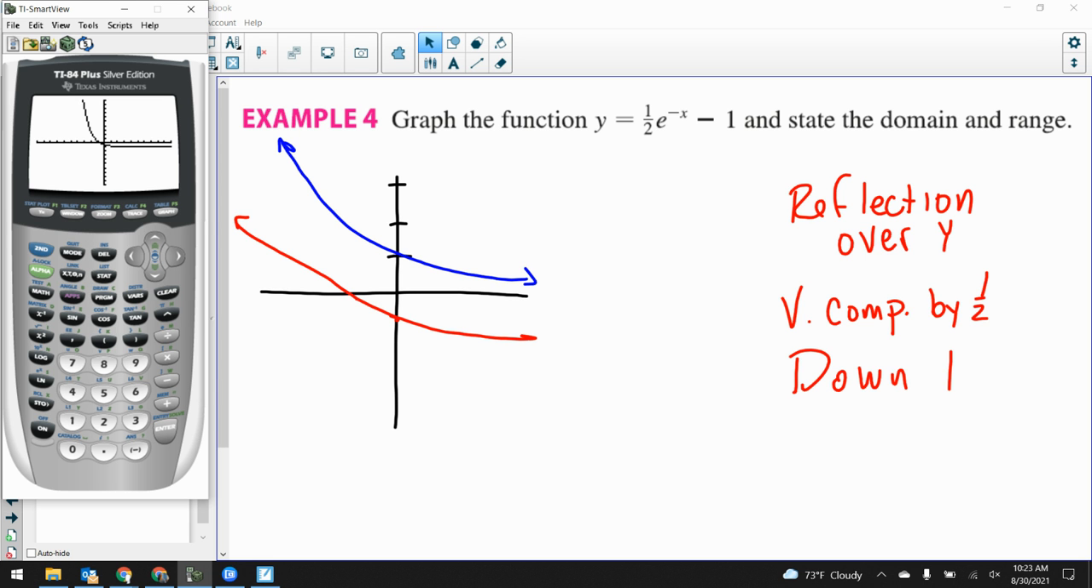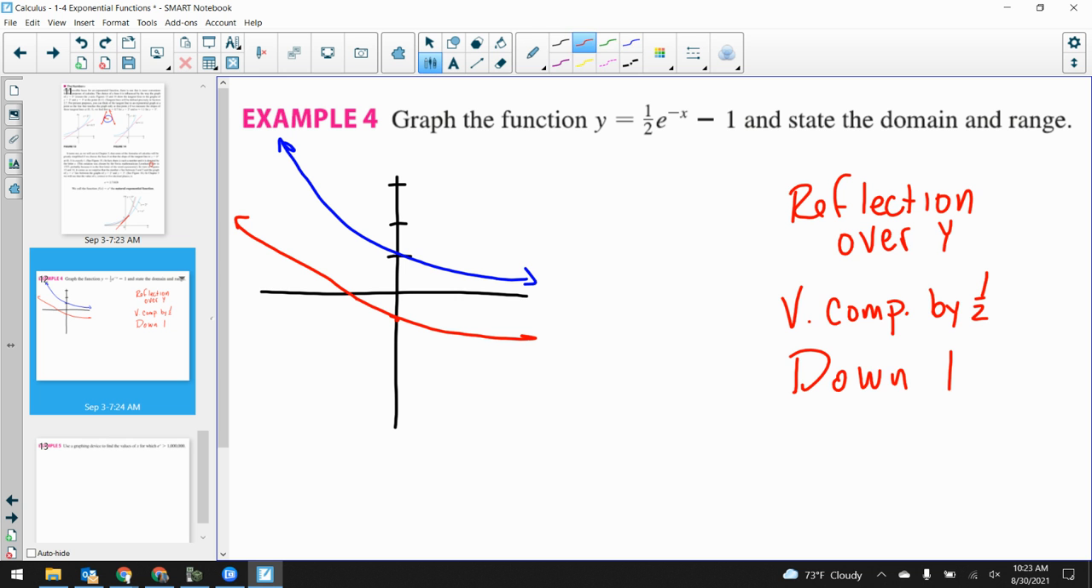All right, but now let's talk about its domain and range. What about the domain? Is there any restriction on anything that I plug in for x? Is it going to go forever left and right? Yeah, so domain is all real numbers. So domain is negative infinity to positive infinity.